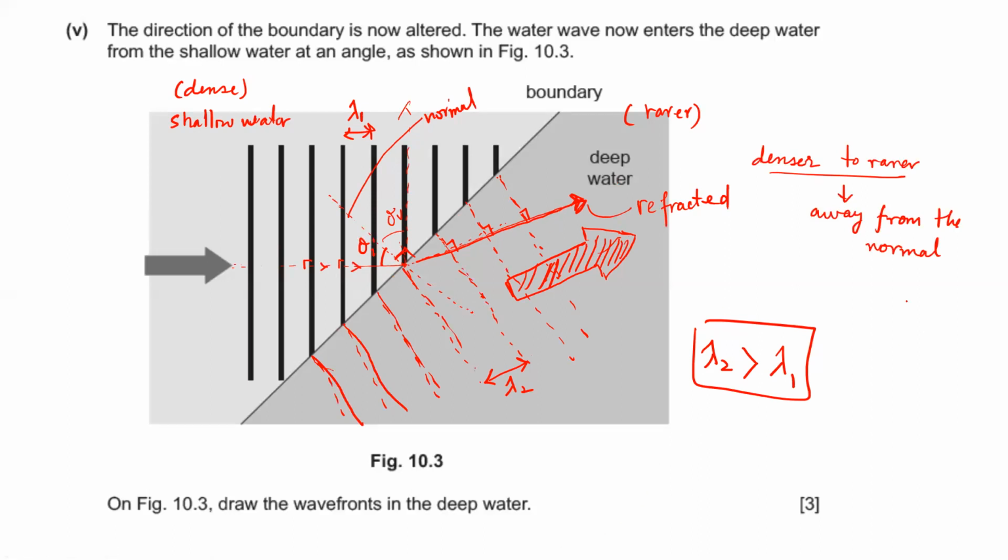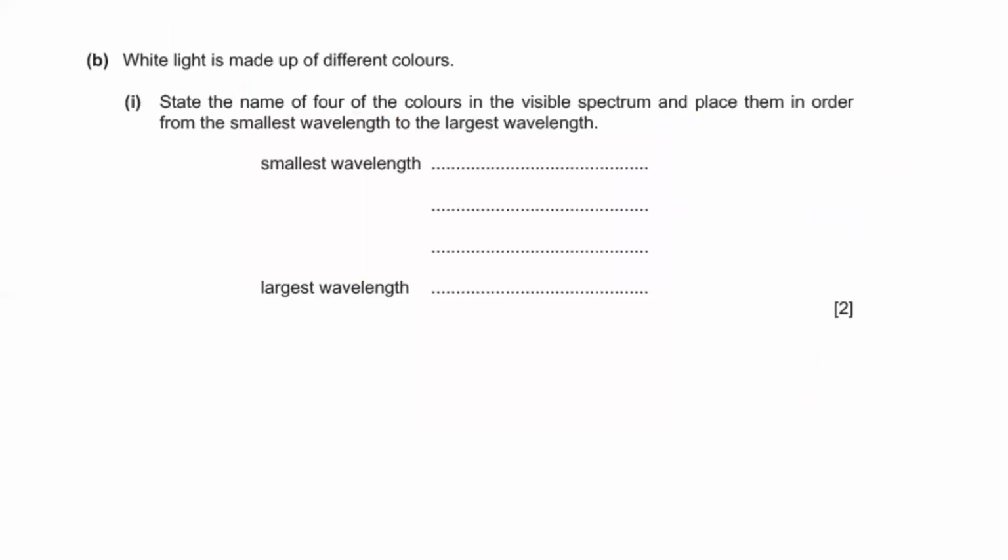So we just have to keep in mind a few concepts. The concept is that when we move from shallow to deep water, we move away from the normal, or the wave, at whatever angle it is incident, moves away from the normal. And lambda 2 is greater than lambda 1, or the wavefronts or the wavelength increases as it goes from shallow to deep water, or denser to rarer medium. Okay, so moving ahead.